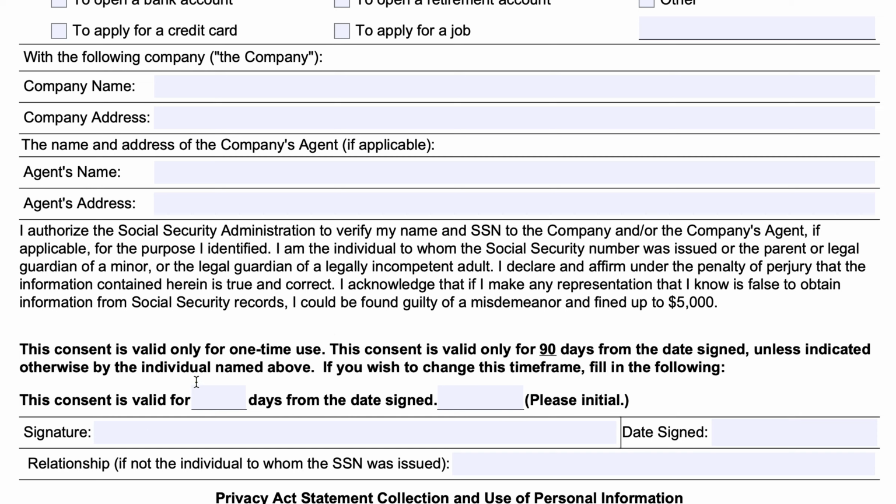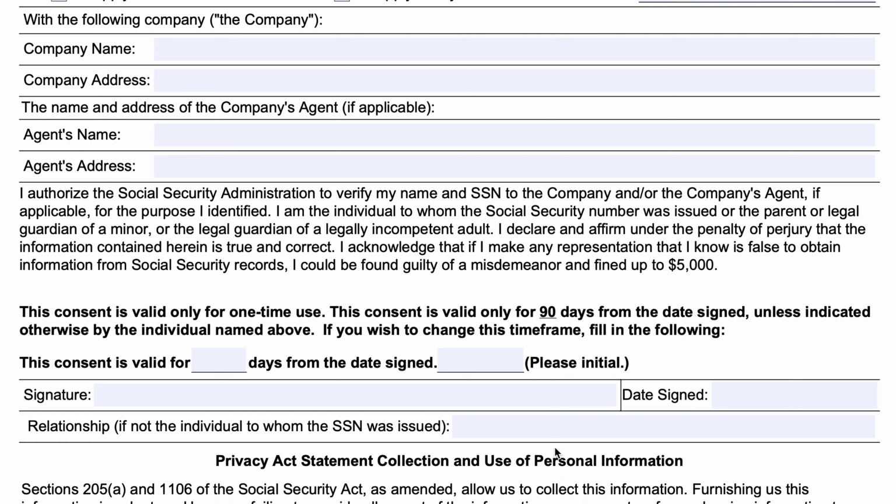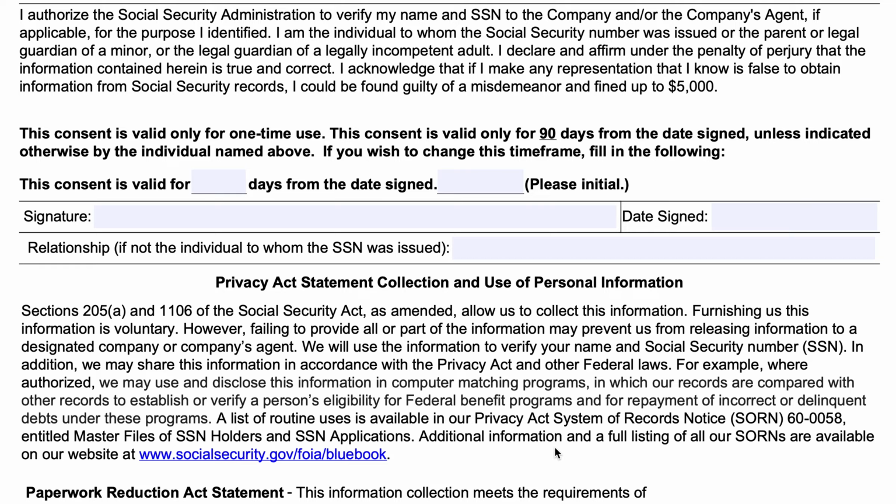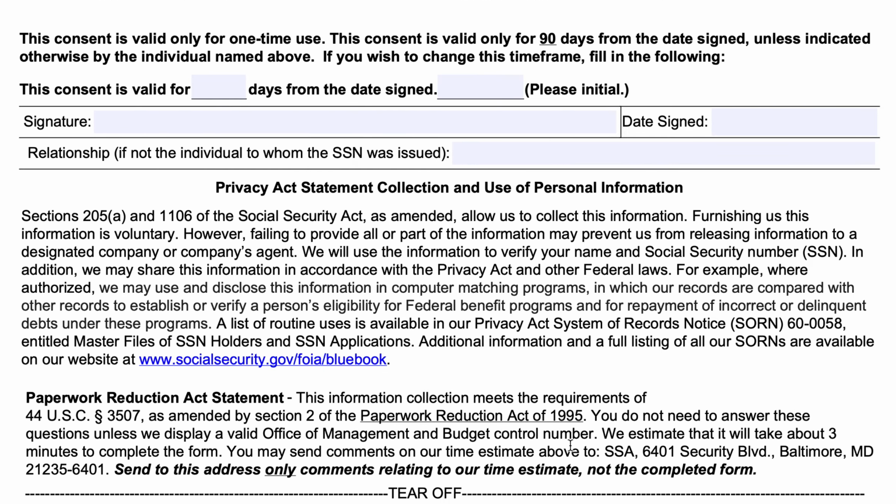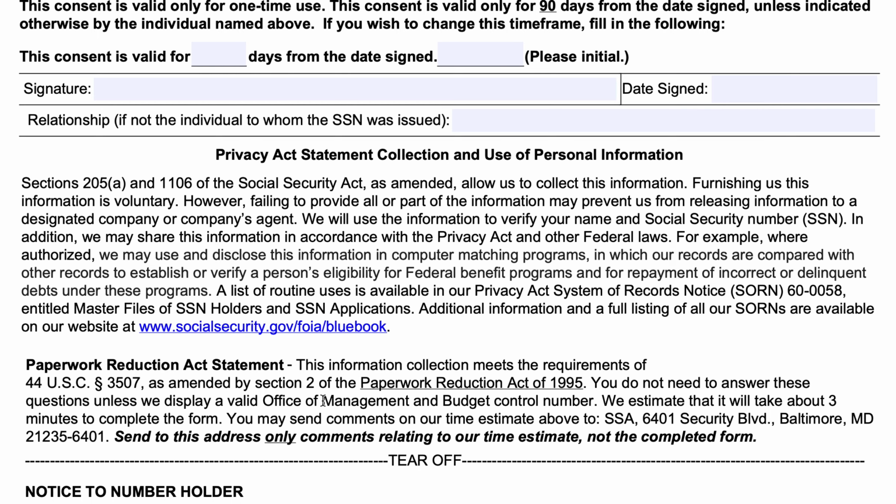So the consent is valid for blank days. Again, unless you change the number, it's going to be 90 days as a default. And then you'll be asked to initial right here in that spot. Signature below, the date of signature, and then if you're not the individual with the Social Security number, then your relationship to the individual. The rest of this information simply is the Privacy Act statement that you see on virtually every Social Security form, as well as the Paperwork Reduction Act statement.